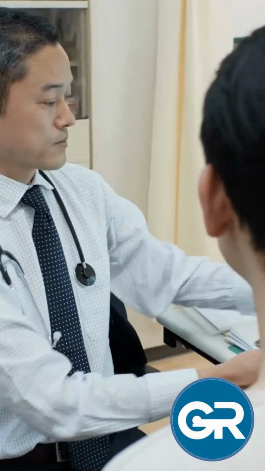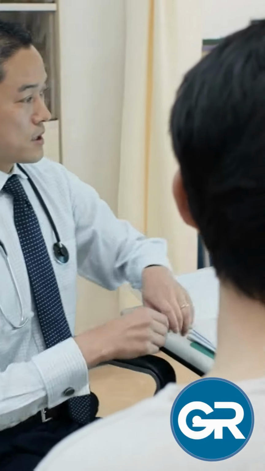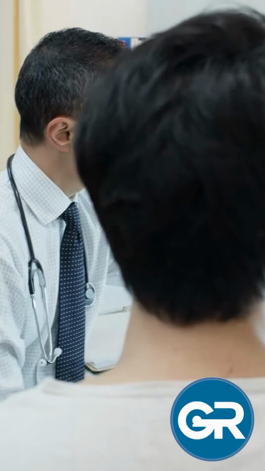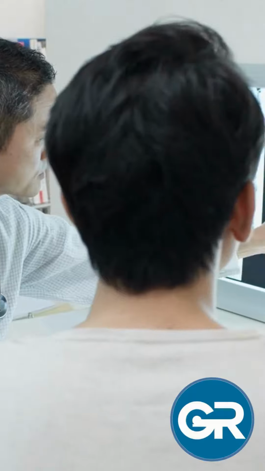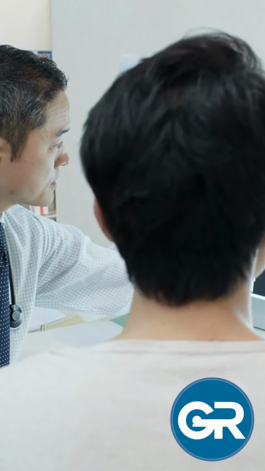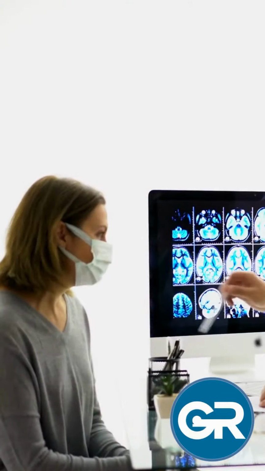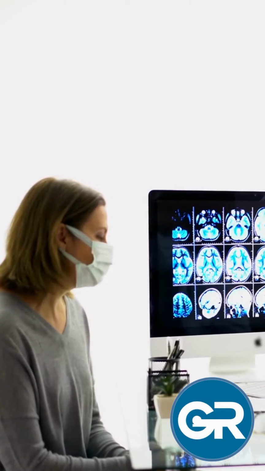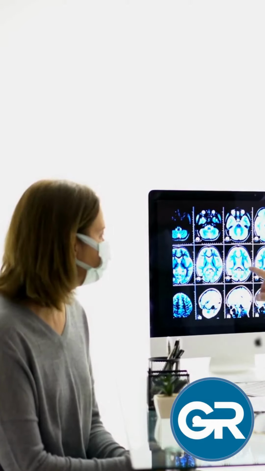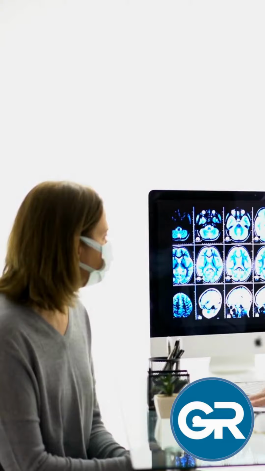Patient consultation. The radiologist communicates their findings to the patient, explaining the diagnosis and discussing potential treatment options. This open dialogue is vital for patient care. And there you have it. From image to conclusion, the process is a collaborative effort between our skilled team and the patient.